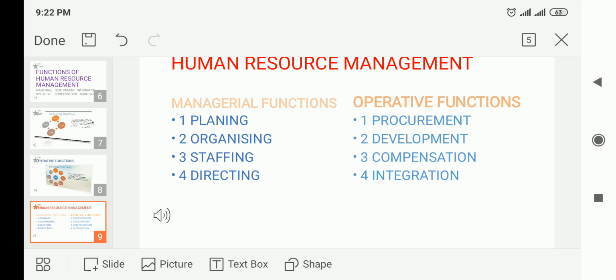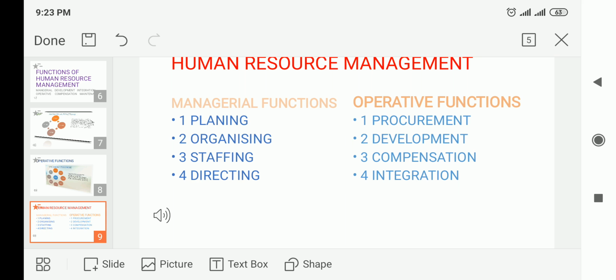Point number 4 is directing. Once the staff is there, you need to direct them. The staff will do things in their own way, so you need to direct them. Like how students behave when they go to school, they keep moving here and there unless and until they are told where to make a line and where to stand for the assembly. So they need proper direction. In the same way, the staff need to be directed.